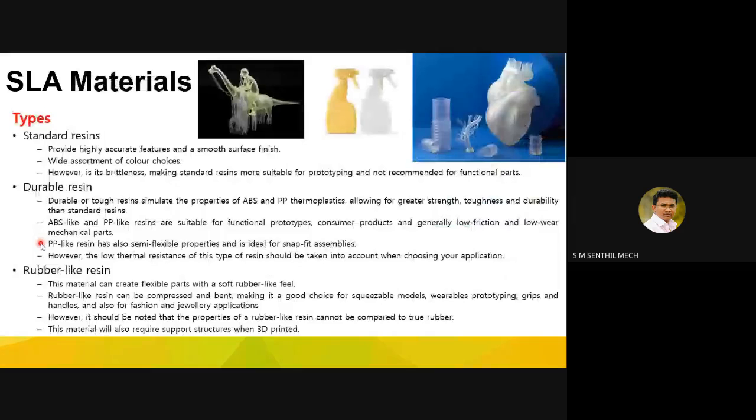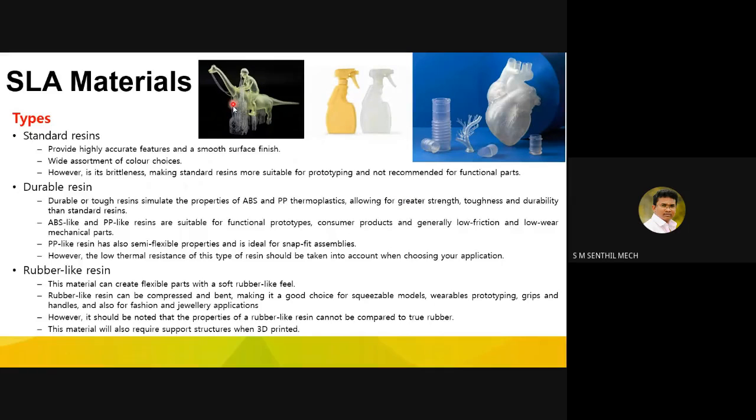There is a variety of resins available, but only a few selected resin types are used as materials for this SLA process. First is the standard resin, which has high detail features and smooth surface finish. You also get a wide assortment of color choices, but the problem is it is very brittle. So it is suitable only for prototyping. It can't be used for functional prototypes.